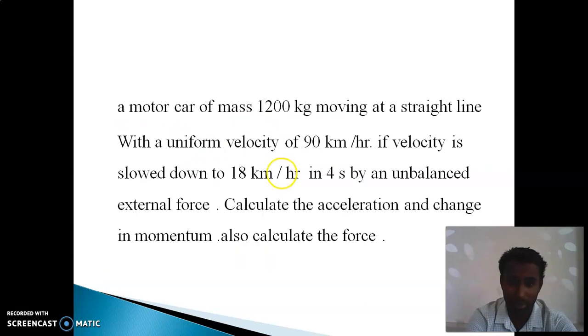Before that, we have to calculate the momentum also. They asked to calculate the momentum and the force. So two cases are still remaining. Sorry for that.